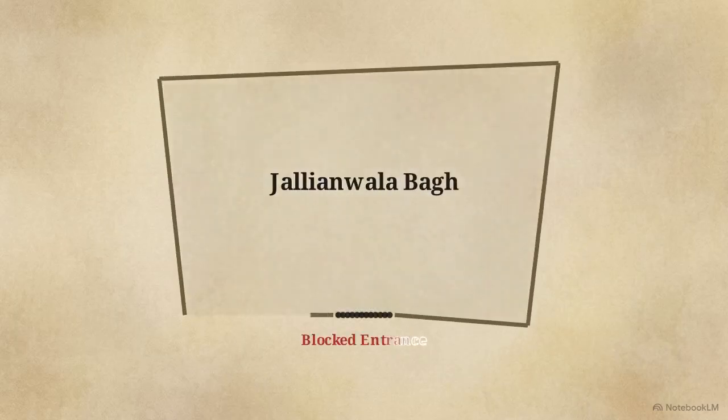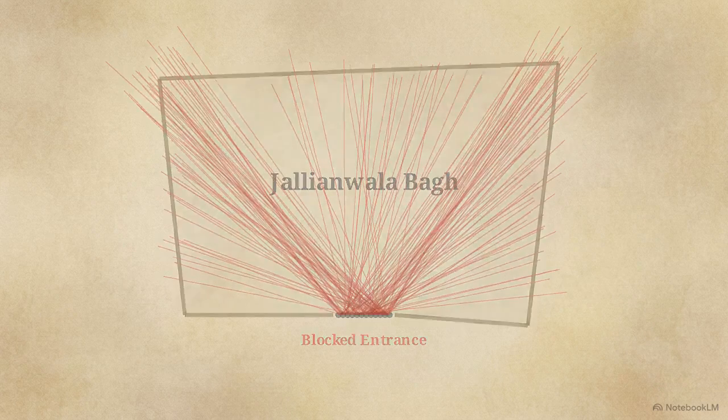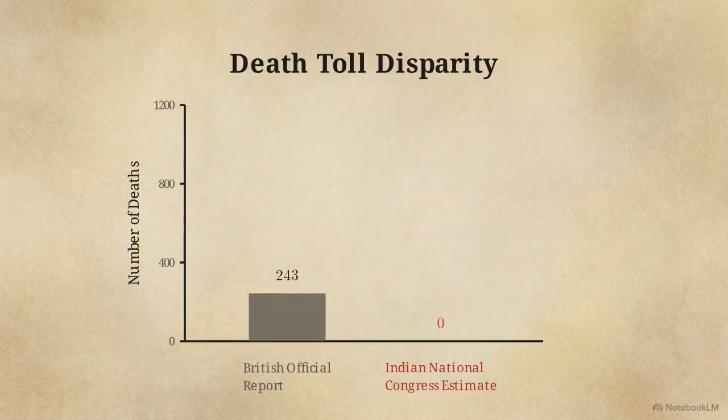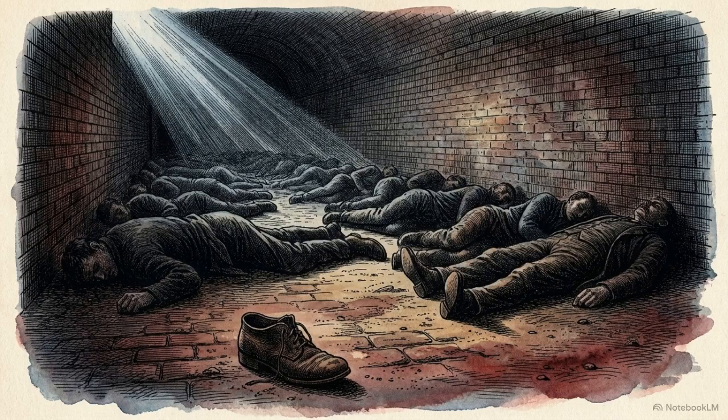The duration and the targeted nature of the fire indicate an intention to maximize casualties. Official records state nearly 400 people died on the spot, though Indian estimates put the number well over 1,000. Another 1,500 people lay wounded in the dirt.